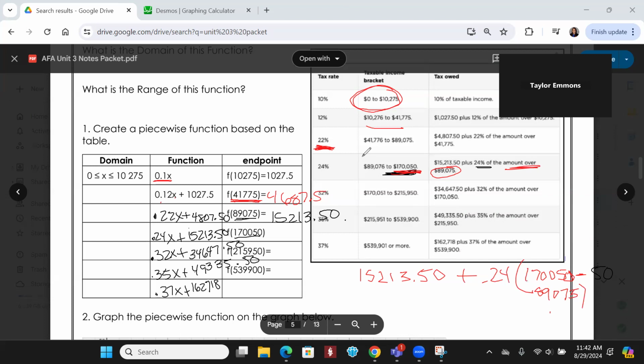Minus 89,075 times 0.24 plus 15,213.50. Okay, so I got 34,647.5. Is that what you got? What did you get?